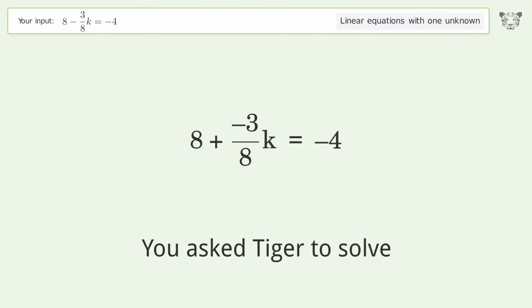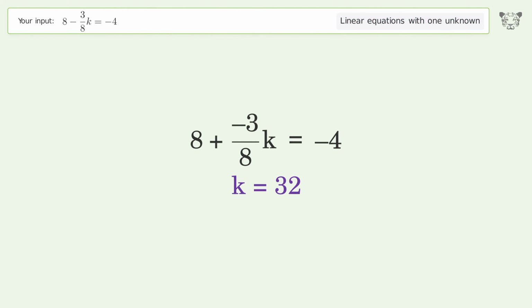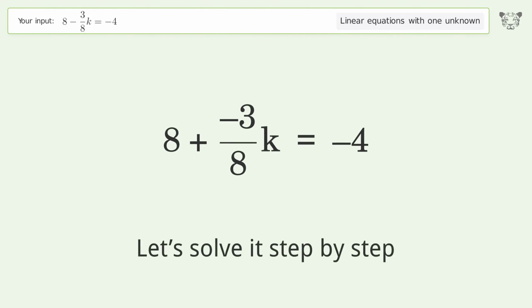You ask Tiger to solve. This deals with linear equations with one unknown. The final result is k equals 32. Let's solve it step by step.